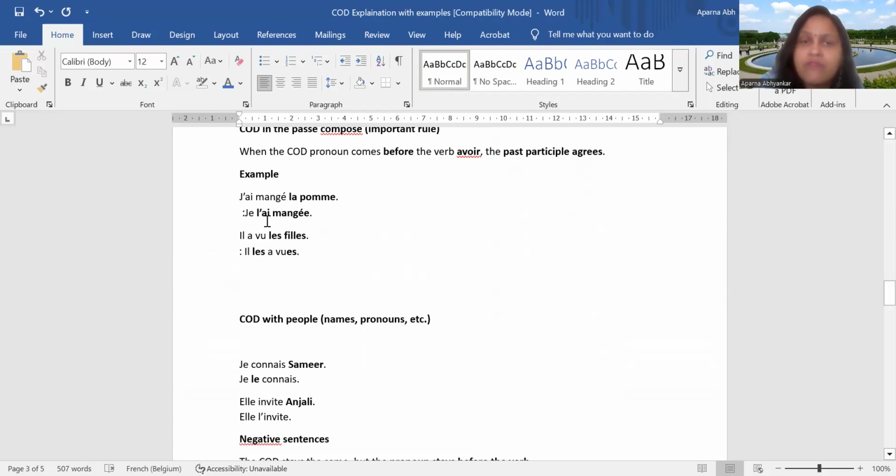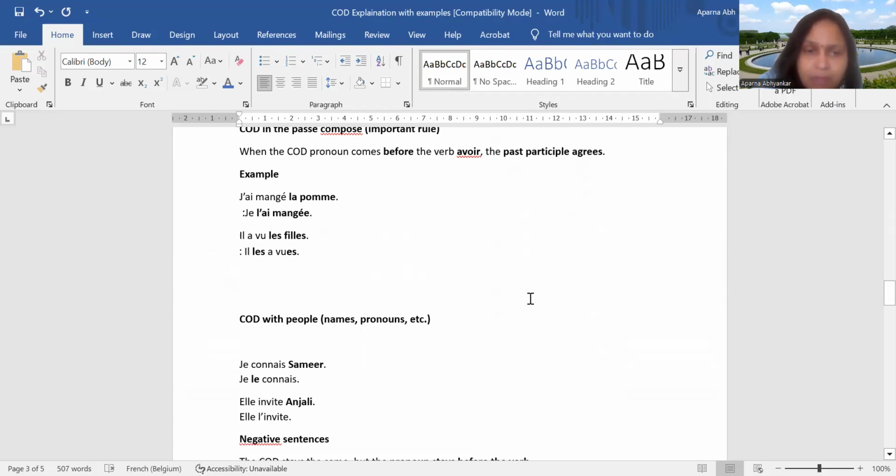Please remember, even if it is the verb avoir as such, COD in passé composé has agreement; the past participle should agree. So, if the direct object is feminine, in passé composé you will add E. If it's plural, you will add S, even if avoir is the auxiliary verb. So, it becomes je l'ai mangée with one more E.